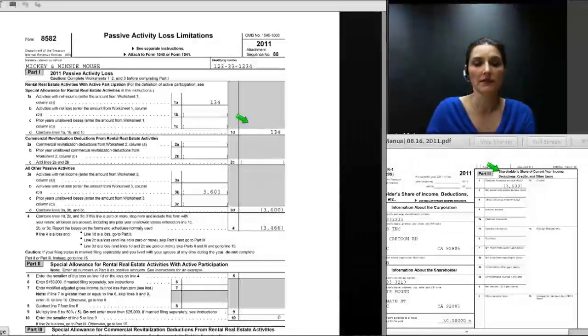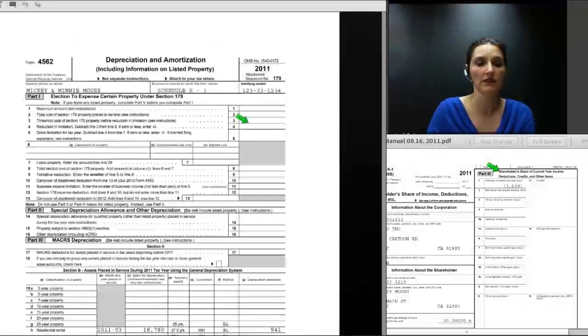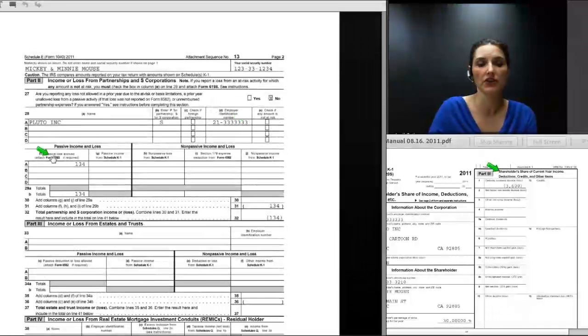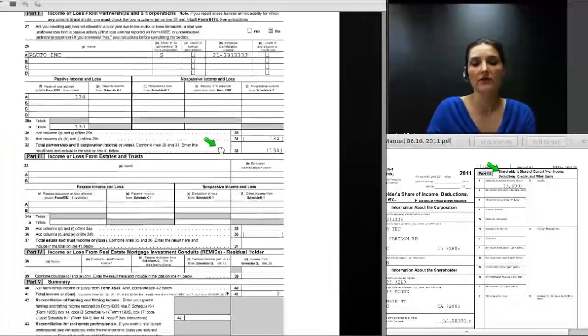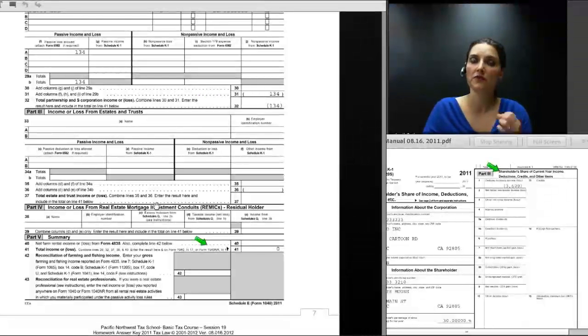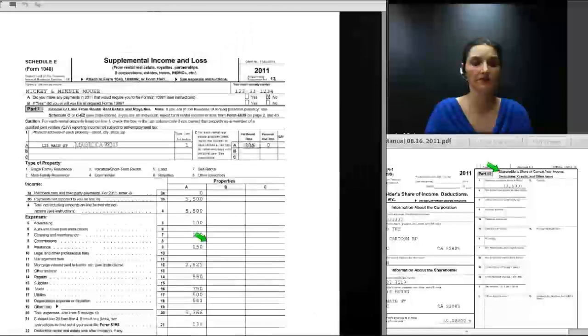So we carry the $134 of passive loss over to Schedule E, page 2, and enter that under the passive column, column F, $134. We have $134 that we then carry to line 31 and line 32. Line 41 is 0 because the profit from page 1 of Schedule E is balanced out by the loss on page 2. We have net income for line 17 of the 1040 of $0 for the year.